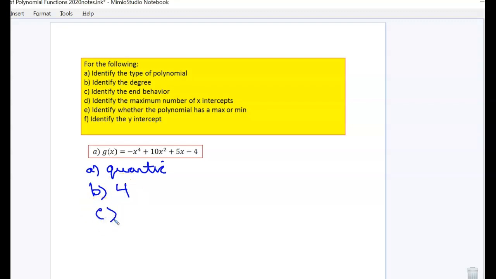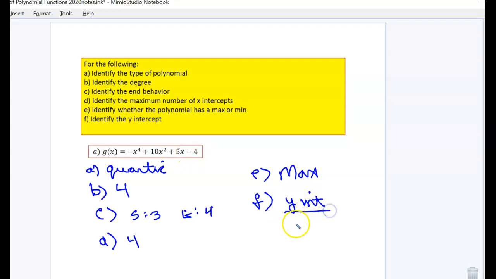The end behavior, well, because the leading coefficient is negative, this thing is going to start in quadrant 3 and end in quadrant 4. The maximum number of x-intercepts is going to be 4. Whether the polynomial has a max or a min, well, because it is opening down, this guy is going to have a maximum. And the y-intercept is, if I let x equal 0, is going to be the constant. So the y-intercept is negative 4, or as a coordinate, it would be 0 and negative 4.